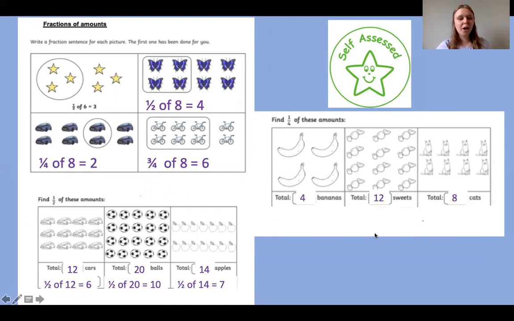Then let's have a look over here. We have a total of 4 bananas. 1 quarter of 4 is 2. We have a total of 12 sweets and a quarter of 12 is 3, and we have a total of 8 cats, so a quarter of 8 is 2. You may have circled those to help you, that's absolutely fine as well. Okay, I'm going to leave those for a little bit so you can check them, and then we will move on.